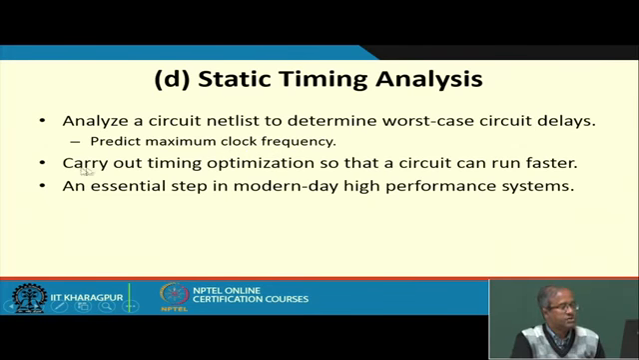Not only that, you can do some analysis on the circuit and suggest some circuit modifications, so that the circuit can run faster, the clocks can be made faster. As I said, this is an essential step in modern day systems.